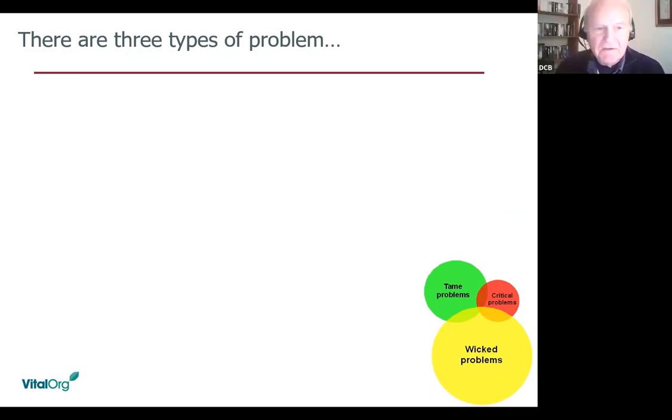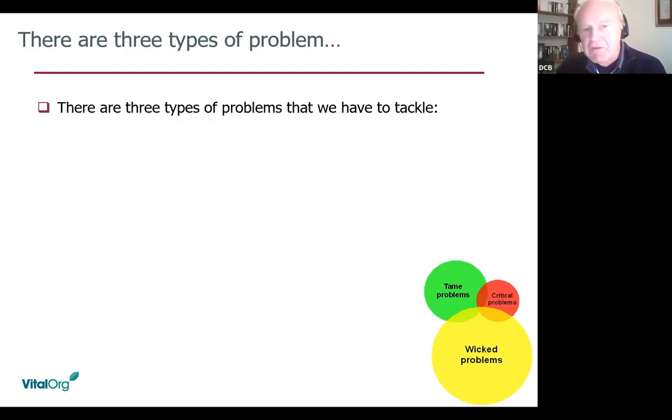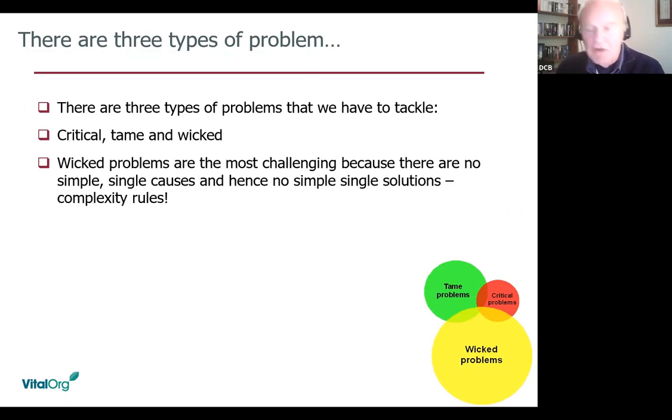Yes, please do. So there are three types of problems we have to tackle, which are tame, critical, and wicked. Critical means the survival of the business is at stake. Someone has to take control and just say, do this, do that, do something else. Tame are the routine stuff that we do as part of our normal life. But wicked problems are the most challenging. No simple single causes, no simple single solutions, complexity rules.